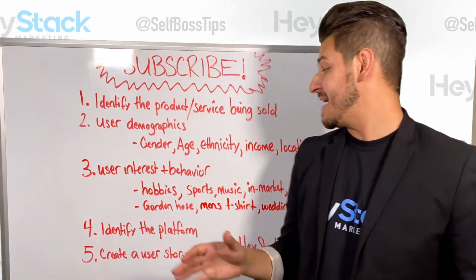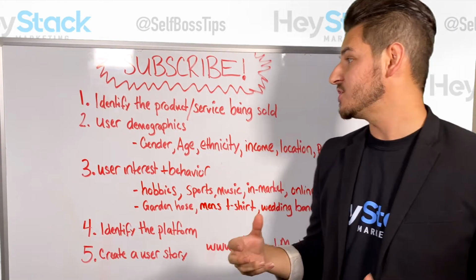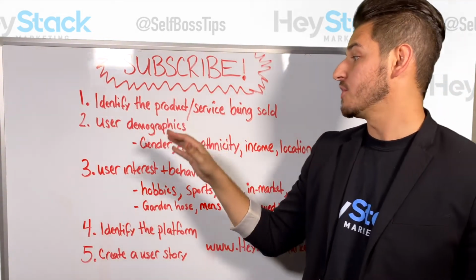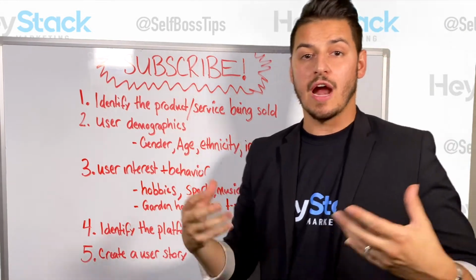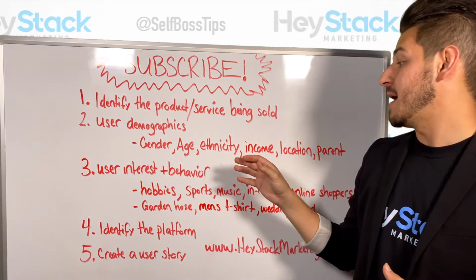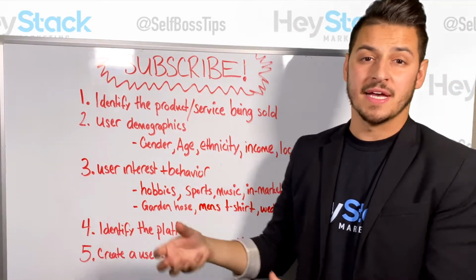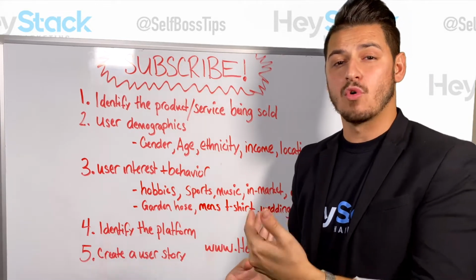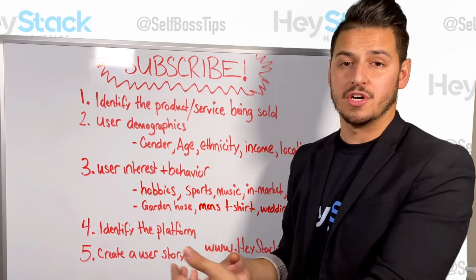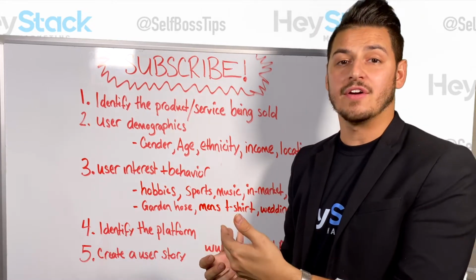Okay, let's move on to men's t-shirts. We've identified the product. It's a trendy men's t-shirt. We'll go ahead and move on to the user demographics. The gender obviously is going to be male. The ethnicity is irrelevant to this buyer persona. The income, let's say you have a high-end trendy men's t-shirt that costs a bit more than your average department store t-shirt, then you're going to want to target men that are within a higher income bracket.